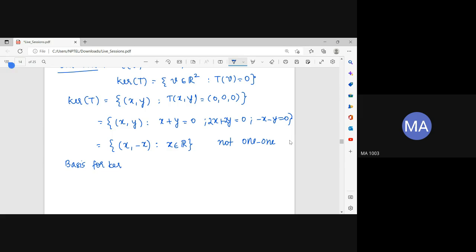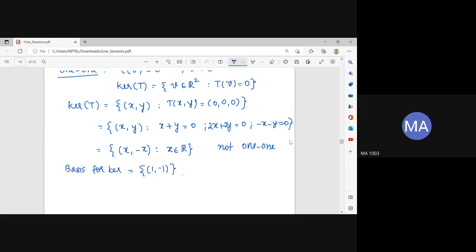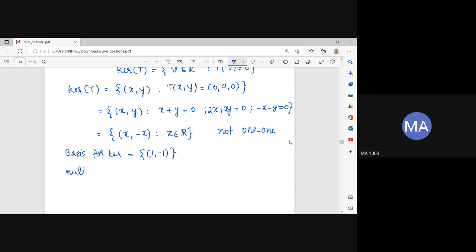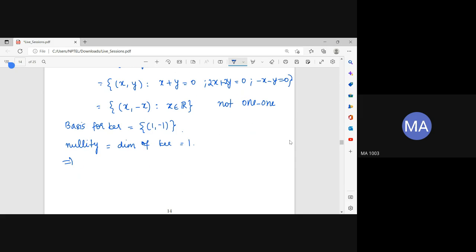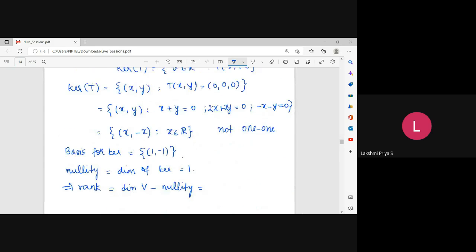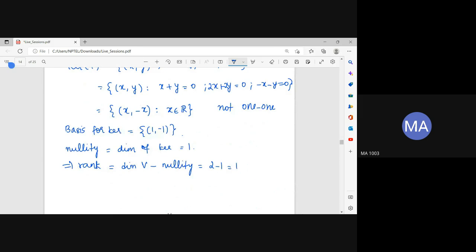Basis for kernel: (1, minus 1). Fine. So what is nullity? One. Dimension of kernel is 1. So what is rank? 1. Why 1? Rank, because dimension of domain is 2 minus nullity. Domain is R2. 2 minus 1 is 1.